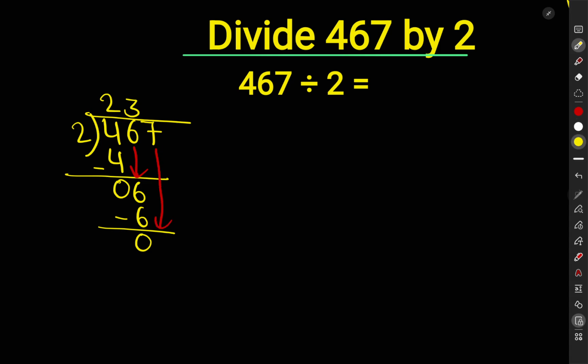We put down this 7 and 2 times 3 is 6. On subtracting, it is 1. So here this 1 is less than 2 and there is no other number to put down. So we put a decimal here so that we take 0. So it is 10 and 2 times 5 is 10. On subtracting, it is 0.